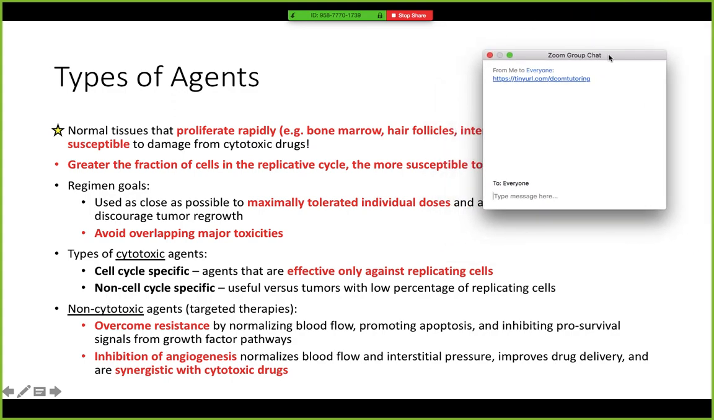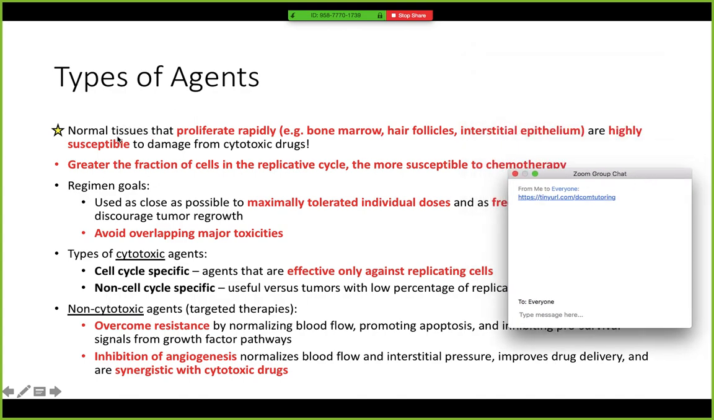So our types of chemotherapy agents are very toxic in your tissues that proliferate rapidly. So this includes the bone marrow, hair follicles, and interstitial epithelium. And this is why you see that certain adverse effects are common among several of these cytotoxic agents, because they're all targeting cells that proliferate rapidly. Unfortunately, they also target normal cells that proliferate rapidly.